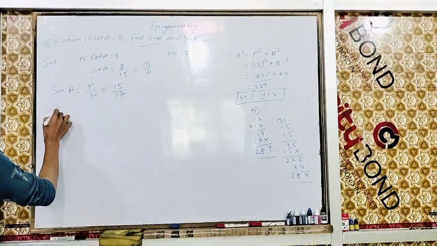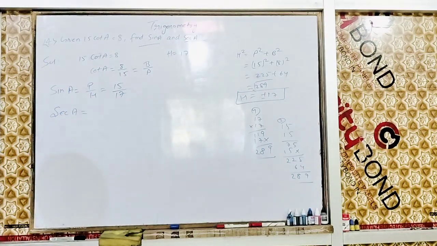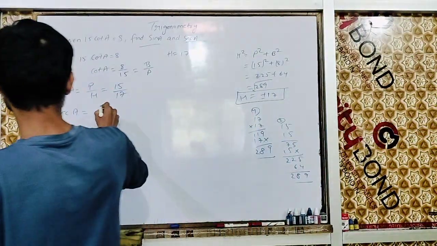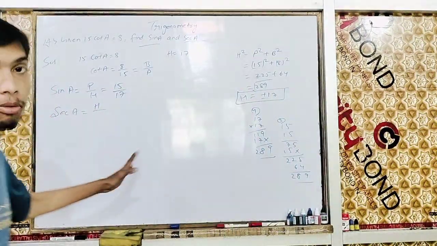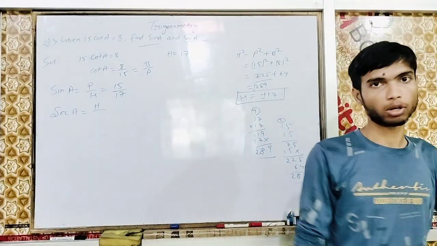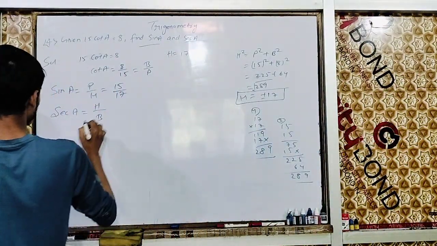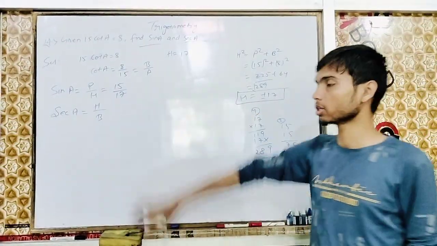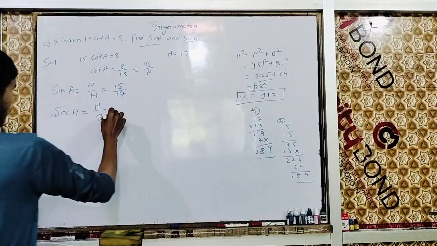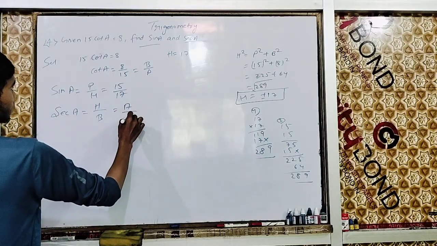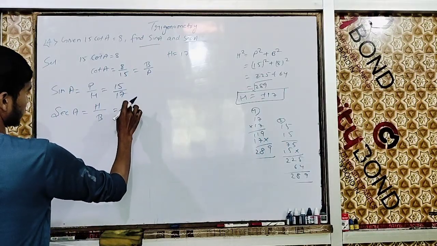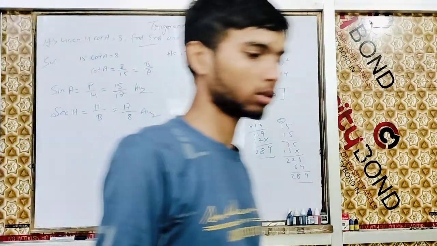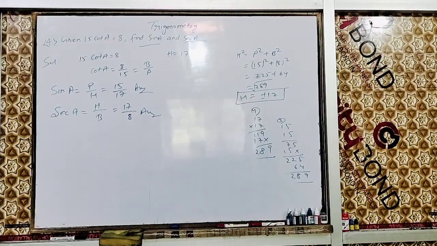Now next we have sec. Sec it is the same. First of all, h would become hypotenuse, and this is a reciprocal of cos. So finally, ratio of sec a is hypotenuse upon base. Now, h is how much? 17, and b is how much? 8. So this is your answer. That is how you will solve. Look at here.